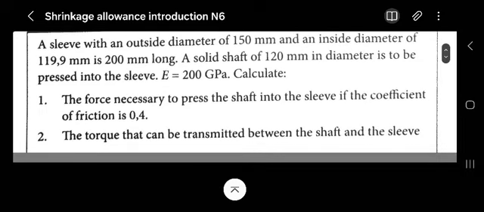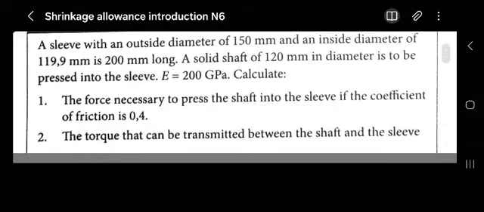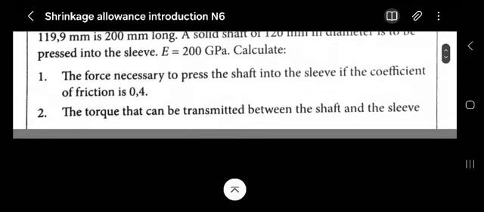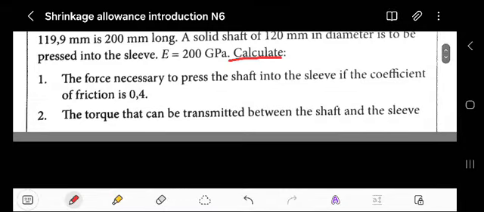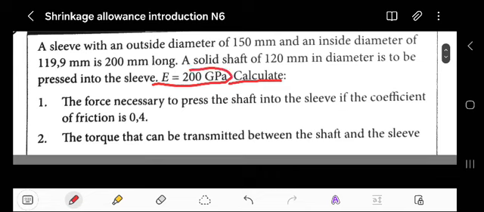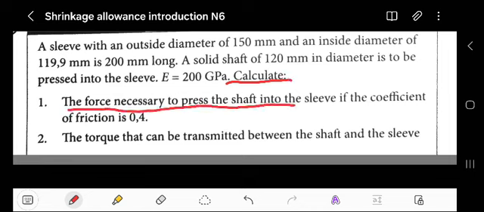So this is what we're given there: a sleeve with the outer diameter and inside diameter of 199.9, that long. The shaft of 100 is to be pressed. Then it says calculate. Given Young's modulus, we're supposed to use this. Calculate the force necessary to press the shaft into the sleeve if the coefficient of friction is that.